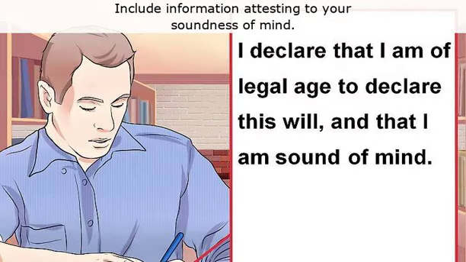Step 5. Include information attesting to your soundness of mind. Because wills can be challenged if the testator was not of sound mind, that is, the testator was suffering from dementia or another ailment that prevented him or her from understanding the effects of a will, the testator should include information in the will that proves the testator's soundness of mind.